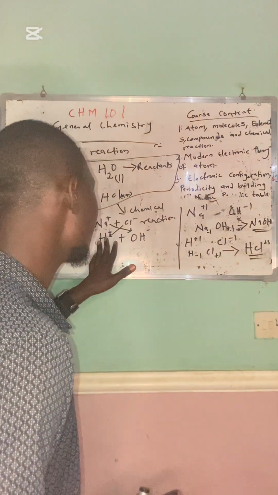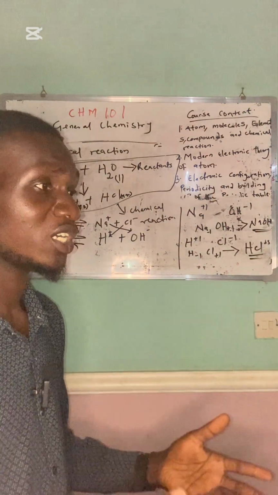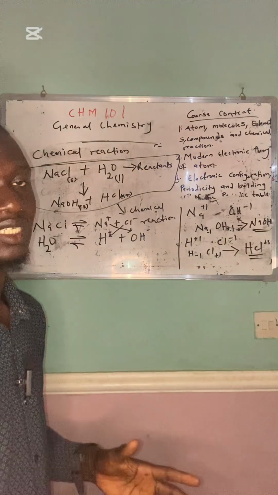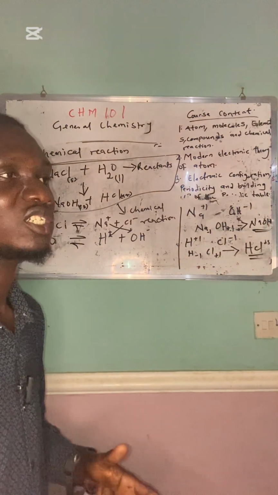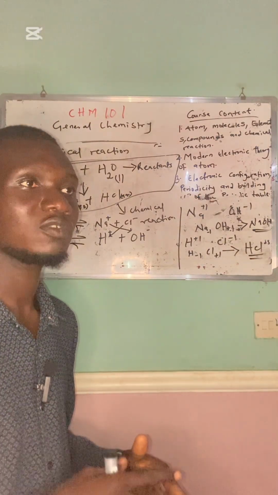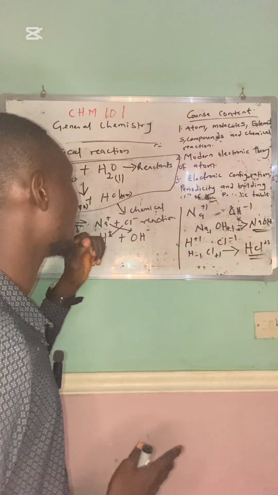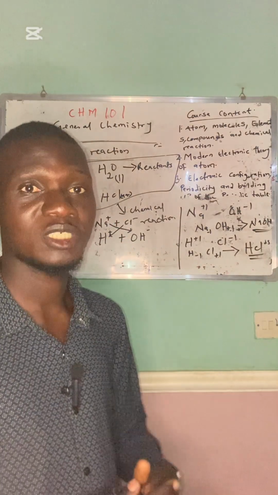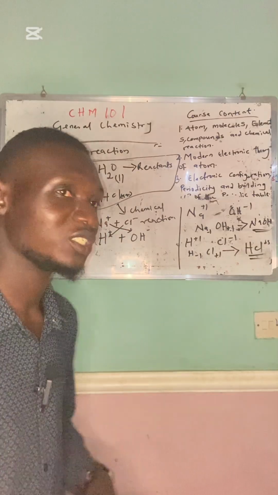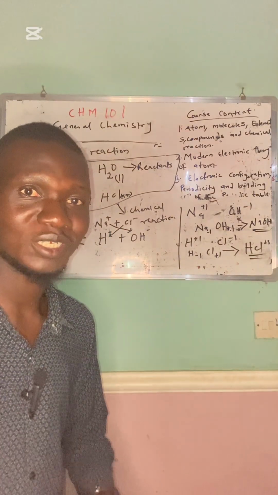So this is a preview of what a chemical reaction is. A chemical reaction has to do with the transformation of reactants into products. And this transformation is achieved due to the breakage of bonds and the formation of new bonds. So this is some of the preliminaries of what informs general chemistry. We'll be talking about a lot more subsequently.